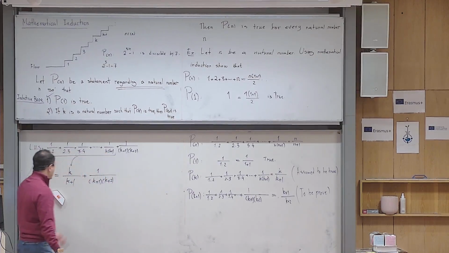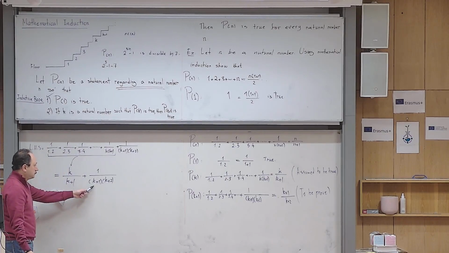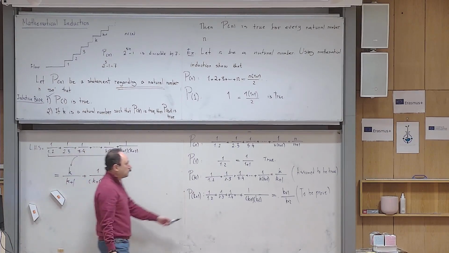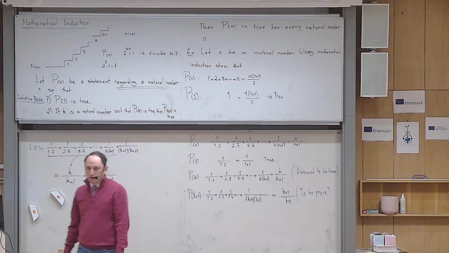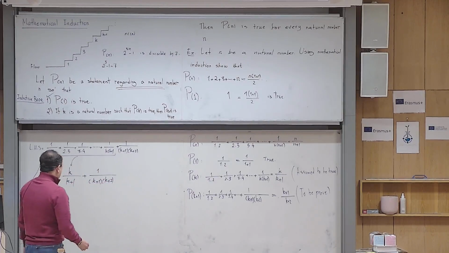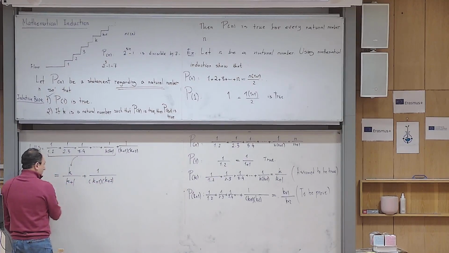So what is your suggestion? I have two fractions, but my goal is to reach one fraction. So it motivates me to take the common denominator. Yes? Multiply that by k plus 2. I want to make the denominators the same, so I have to rescale the first one in a way that the denominators become the same.